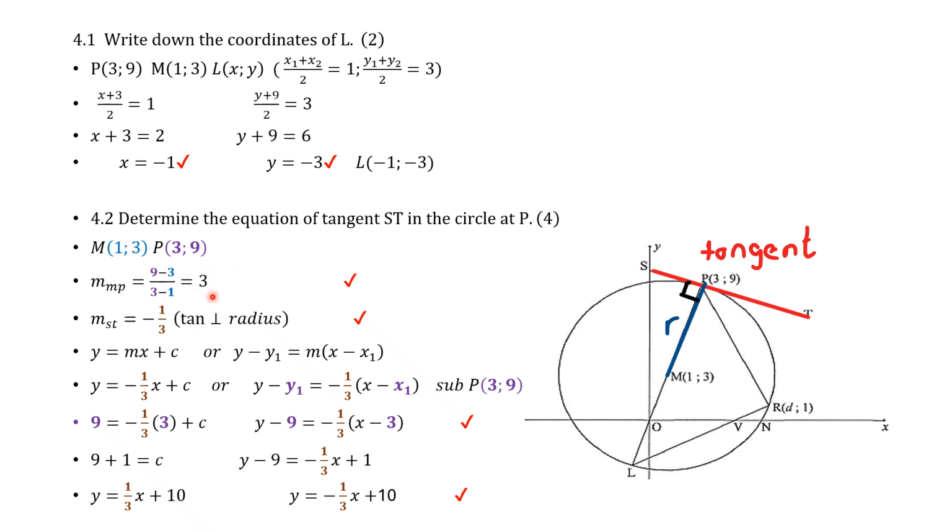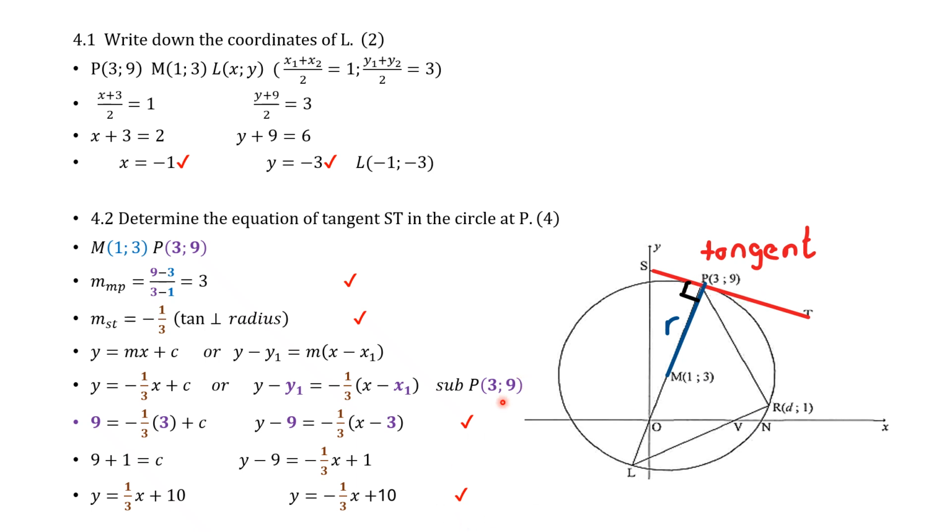1 goes on top, 3 at the bottom, and the sign changes because when I multiply that by 2, they must equal minus 1. Reason: tangent perpendicular to radius. So there, another mark. I can find it two ways, y equals mx plus c, or y minus y1 equals m(x minus x1). Go the first route, m is negative 1 over 3, x plus c, sub in P, 3 and 9, which is the only point on the tangent.